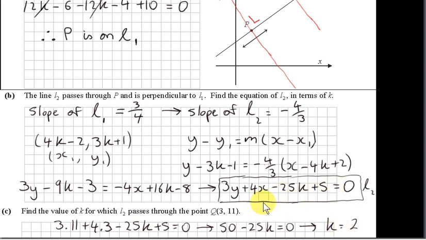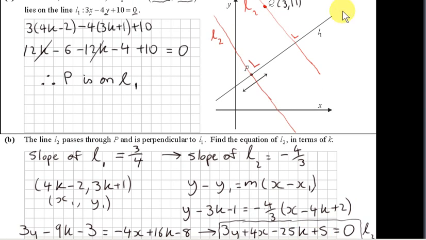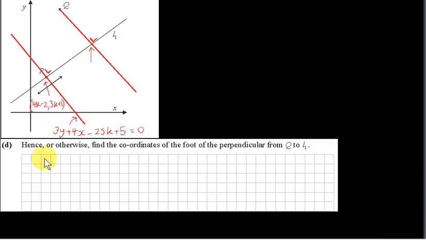So we can now actually write down the L2 that passes through the point Q. So we just plug 2 in for k, so we get 3y plus 4x minus 25 times 2 is minus 50, plus 5 is minus 45 equals 0. So we have the equation of the line that passes through the point Q and is perpendicular to L1.